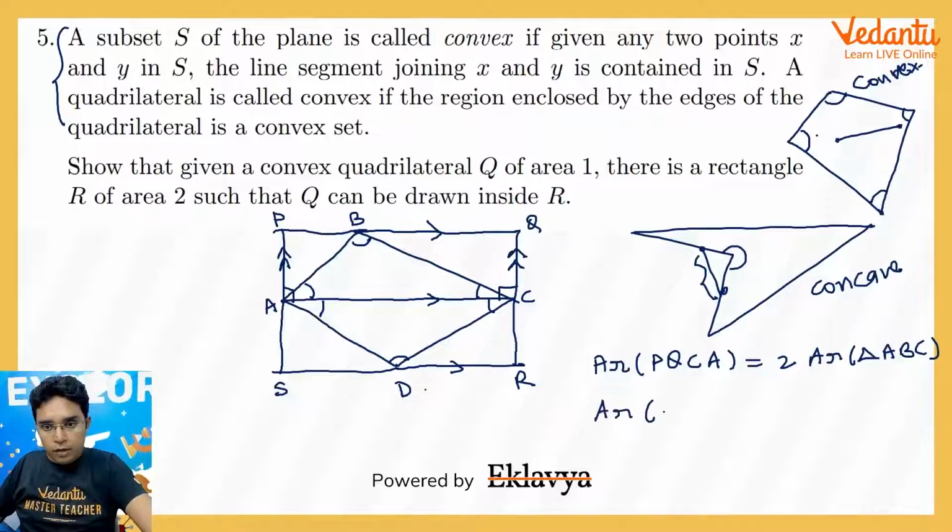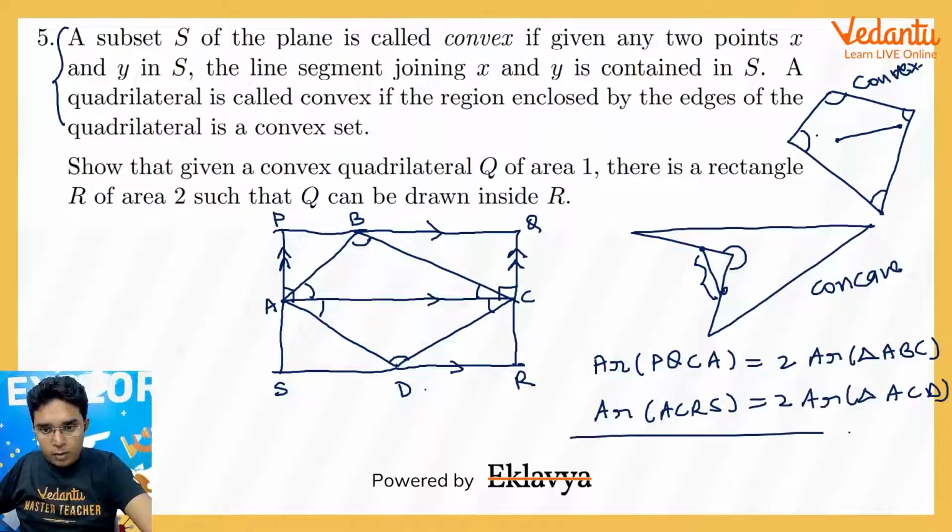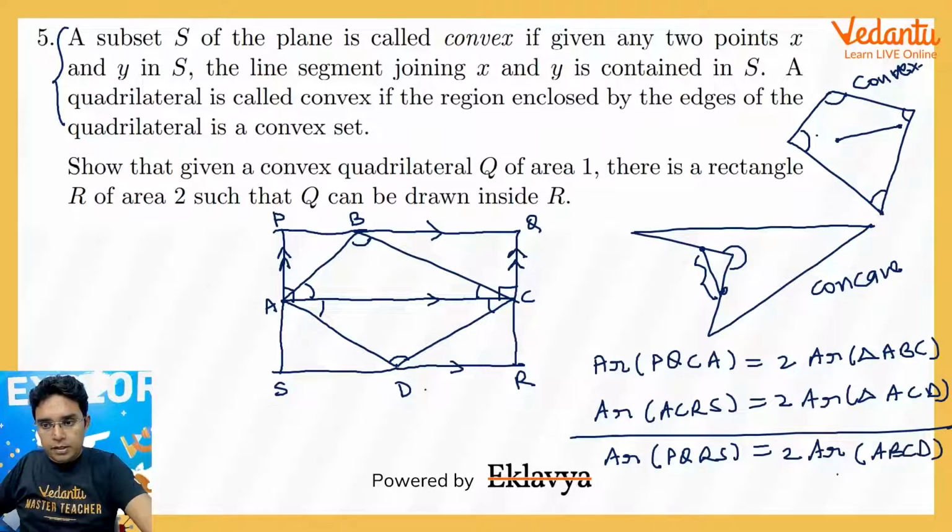Similarly, the area of rectangle ACRS is 2 times the area of triangle ACD. Okay, now if we add both of them, we get the area of PQRS, and that is equal to 2 times the area of this quadrilateral ABCD. And this is 1, so this becomes equal to 2. So you can see that we can have a rectangle of area 2, so that this Q, that is quadrilateral Q, is drawn inside the R. So that is one of the cases.